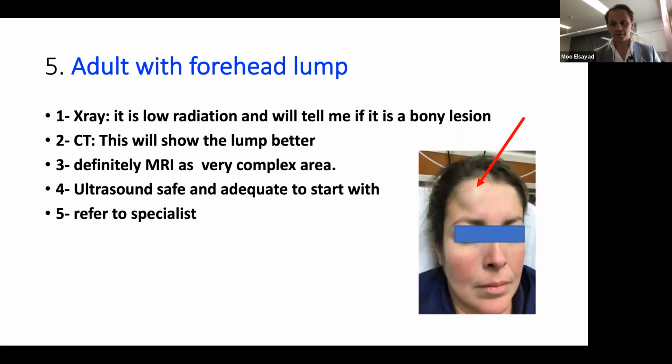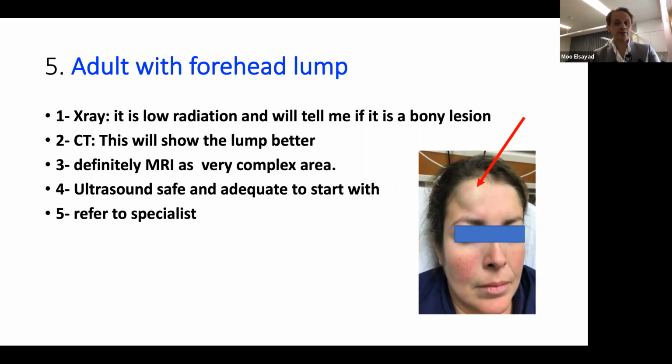Right, I hope you can see this picture here. Now, this is an adult with a fairly large lump, maybe 4 centimeters. What would you do? X-ray, CT, definitely MRI, ultrasound, refer to specialist. If I can have responses, perfect. Perfect. I'm really happy you're all now getting it right first time.